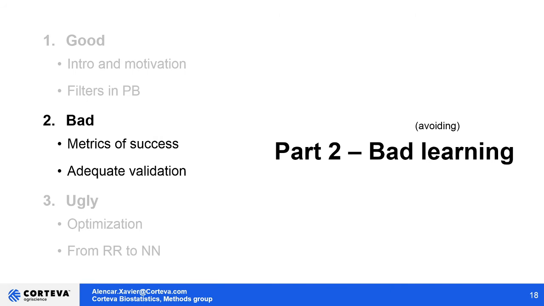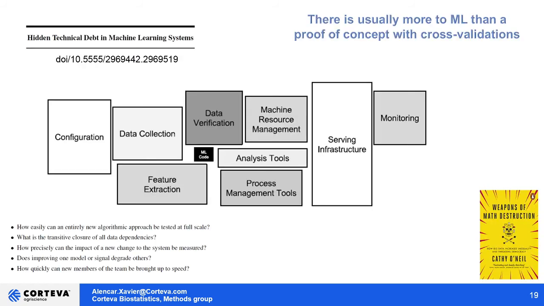Alright, let's move to the second part of the presentation, bad learning or avoiding bad learning. So in this section I'm going to talk a little bit about metrics of success, a little bit of something to be conscious of in machine learning systems, and adequate validation, and something that you can learn or consider about it.